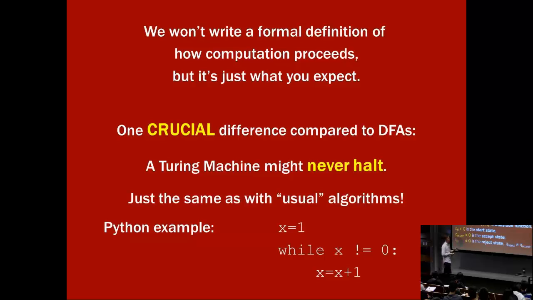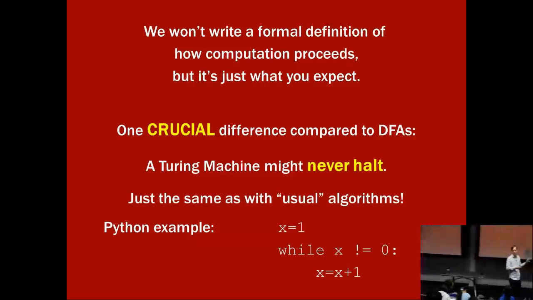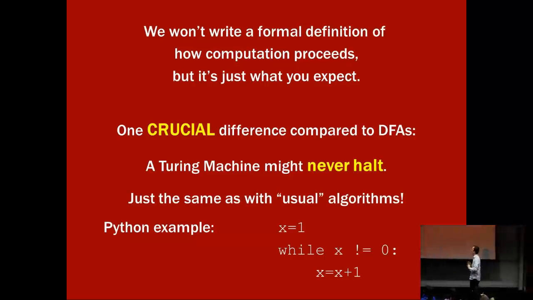So this is the official definition of what a Turing machine is. We could also write the official definition of how it computes, but that would be probably 2 or 3 more slides, and I'm not going to do it. It's just what you expect, though. It's what I explained in words, okay?